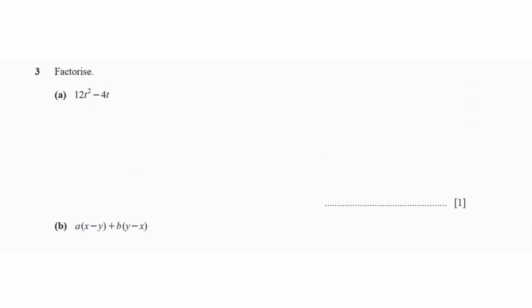Factorize 12t square minus 4t. So between 12t square and 4t, we have 4t common. That comes outside the bracket, and inside the bracket, we're left with 3t minus 1. Because if we divide 12t square by 4t, that leaves 3t, and 4t divided by 4t is negative 1.